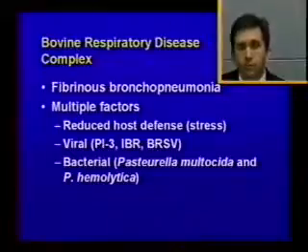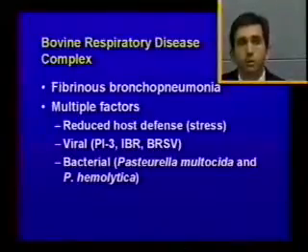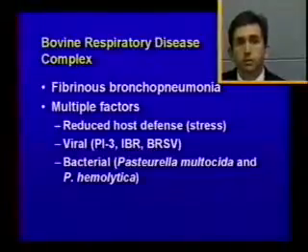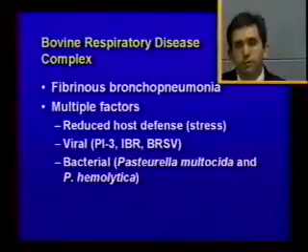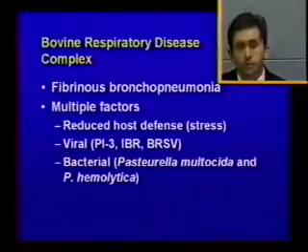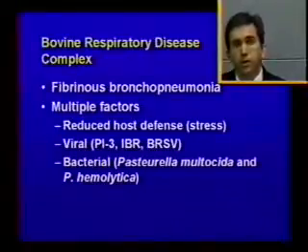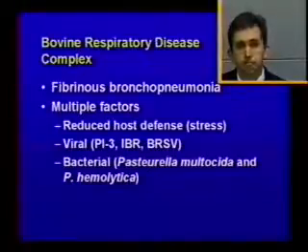A second predisposing factor is a viral agent. And there are three viruses that are very important in predisposing cattle to this complex. They are parainfluenza type 3, or PI3, infectious bovine rhinotracheitis, a herpes virus known as IBR, and then bovine respiratory syncytial virus, also abbreviated BRSV.